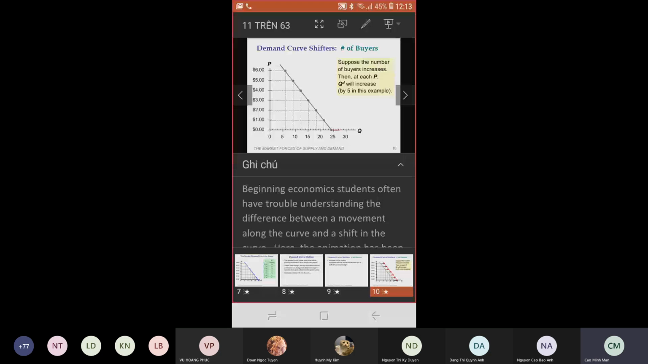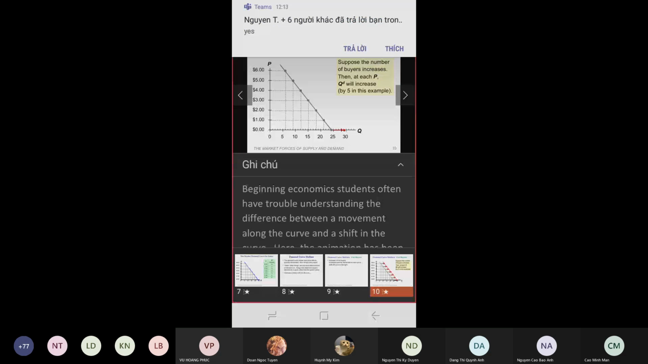The rest arrow. Yes. Thank you. What does it mean?